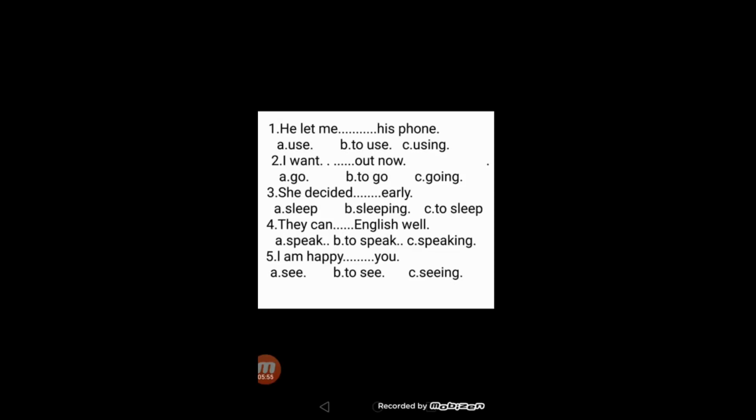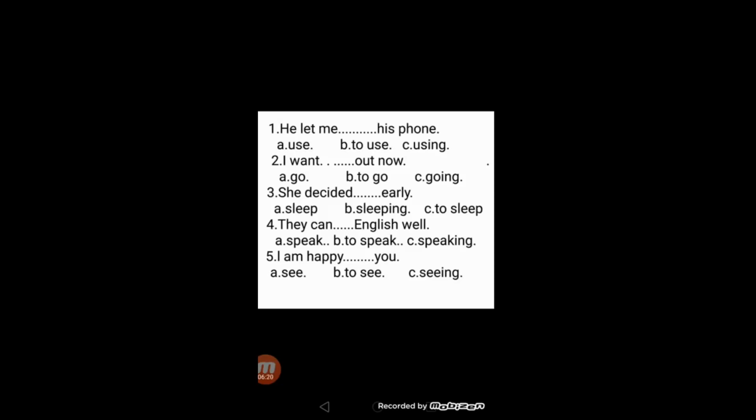Number 4, they can blank English well. A, speak. B, to speak. C, speaking. Yes, can is a modal verb, and we know that modal verbs are followed by bare infinitive. So the right answer is number A, speak.